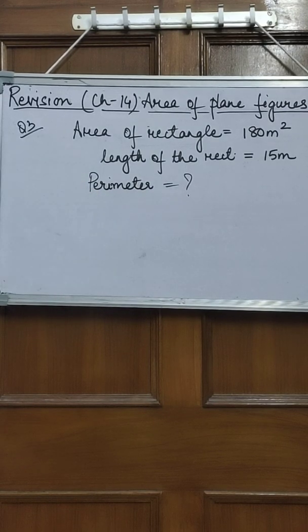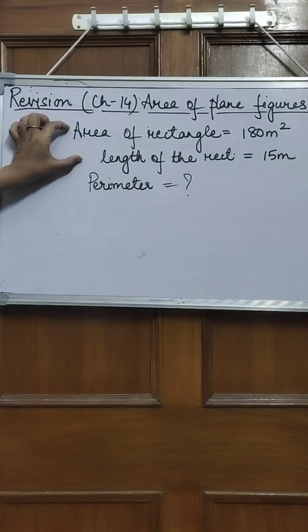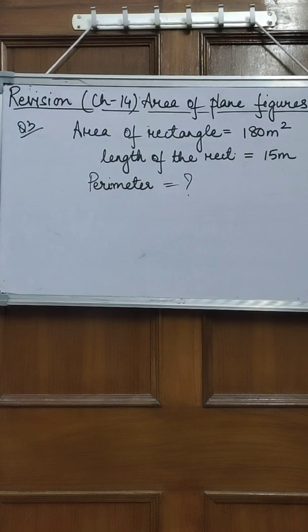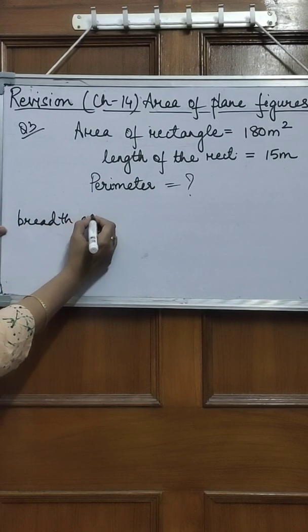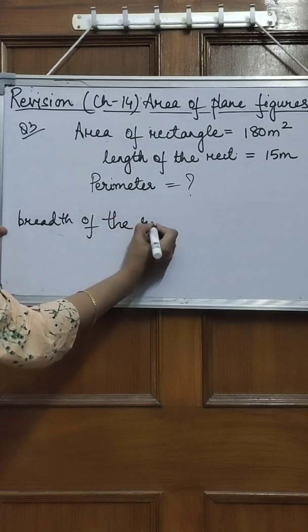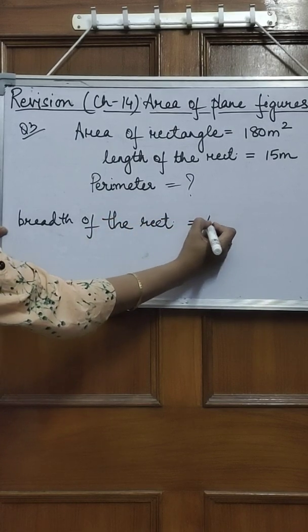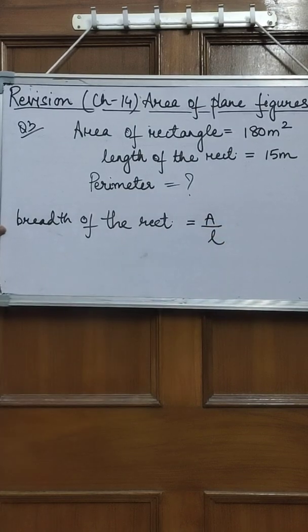So what is perimeter? Perimeter is twice L plus B. So it's twice length plus breadth. If I want to find out perimeter, I should know the breadth. So with the help of the two given values, we'll first find out the value of breadth. Once we have the value of breadth, then we can find out perimeter. So to find out breadth of the rectangle, it is area upon length.